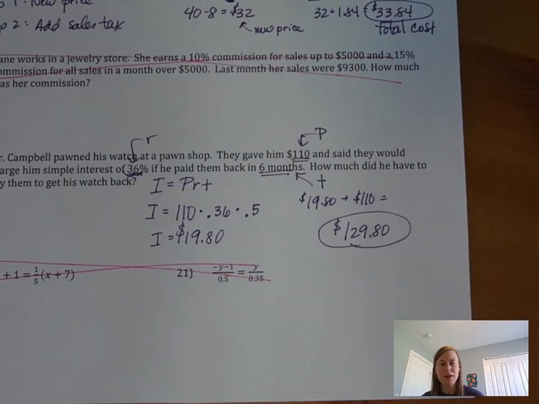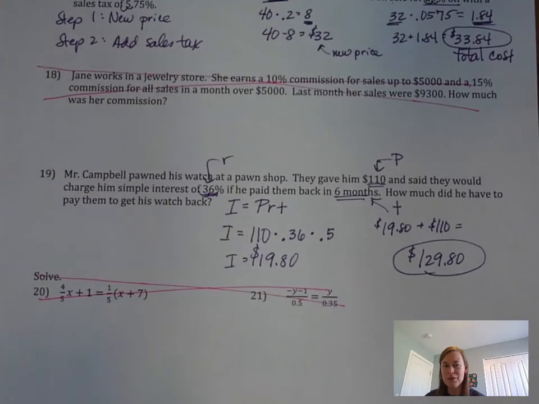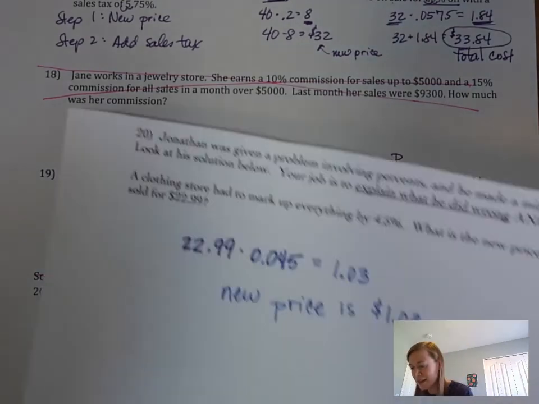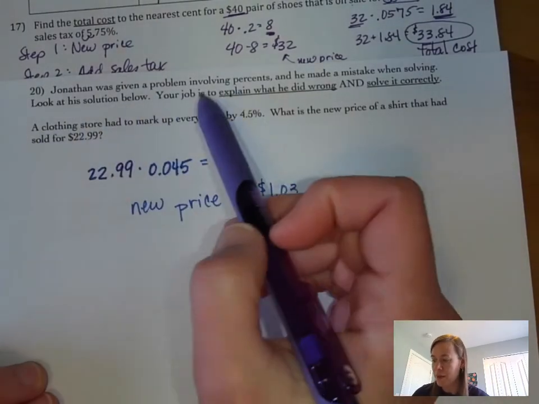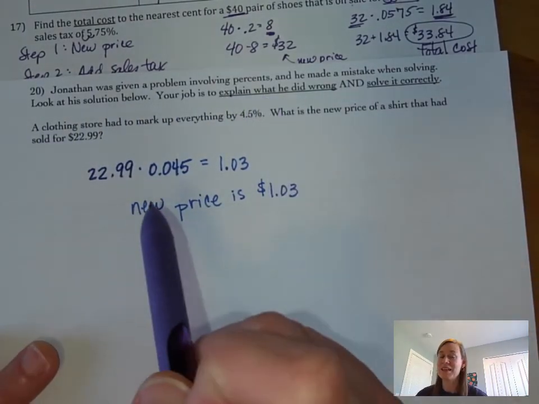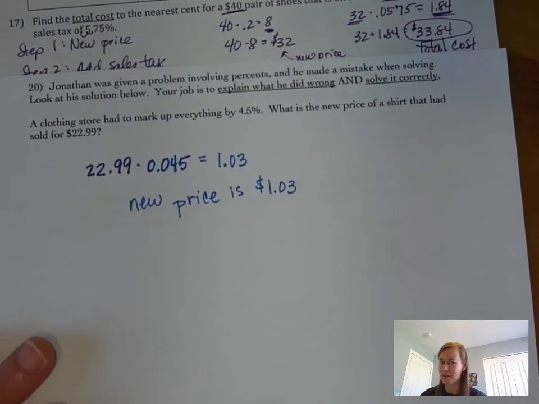So we have one more problem. As you notice, I'm asking you to skip this one and skip this one. I'm going to reformat it a little bit on your paper, so you might not even see those. Don't worry about it if mine looks a little different than yours. Here is your last problem. Jonathan was given a problem involving percents, and he made a mistake when solving. Look at his solution below. Your job is to explain what he did wrong and solve it correctly.